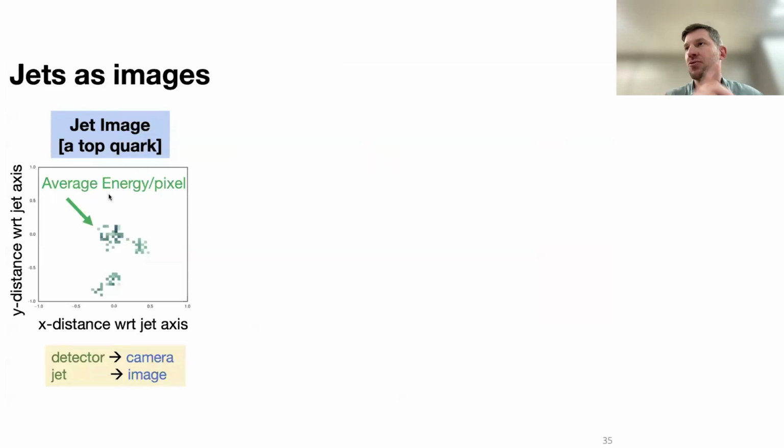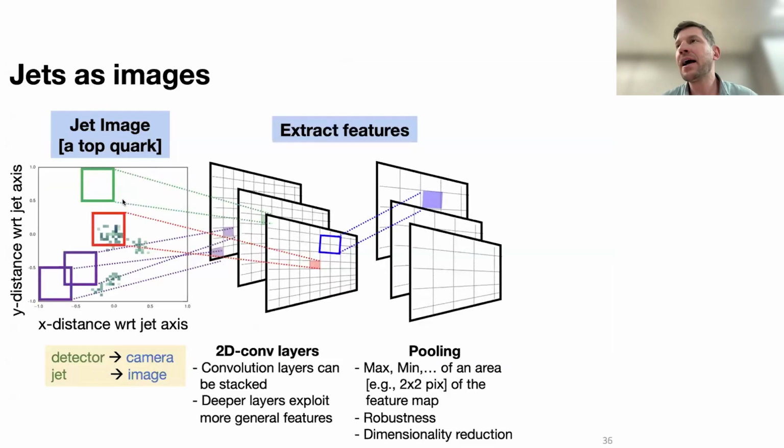The top quarks decay to a W boson and a bottom quark, and then the W boson decays to 2 other quarks. So you can see by eye, we have some 3 subclusters of particles inside this jet. Okay, so we treat the detector as a camera and the jet as an image.